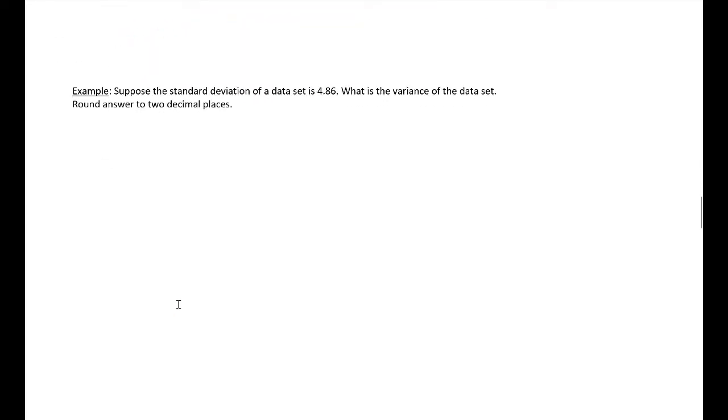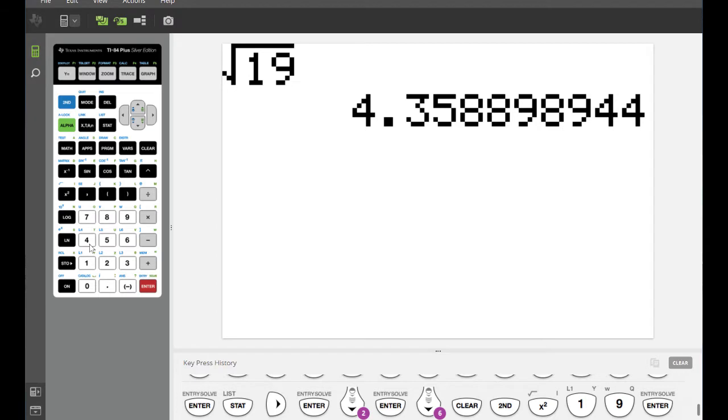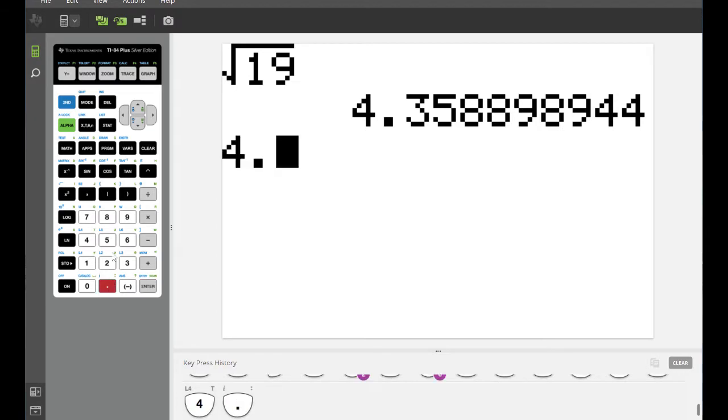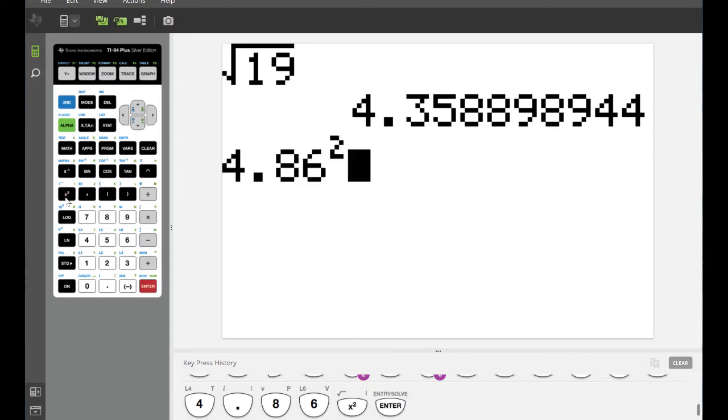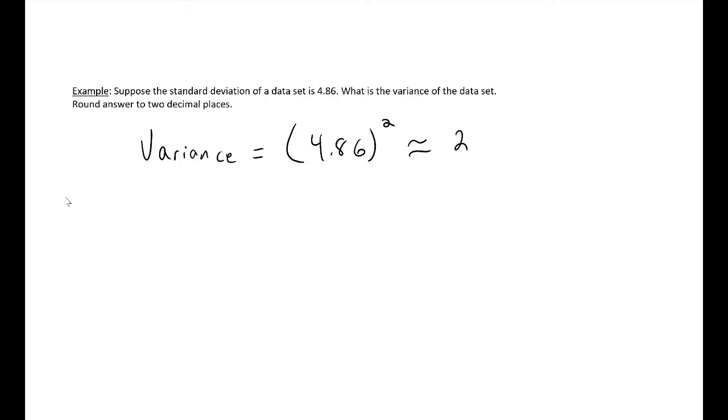Here we already know the standard deviation. So the variance is the square of that 4.86, which to 2 decimal places is 23.62. All right, there we go.